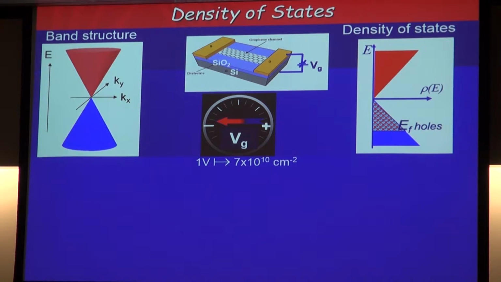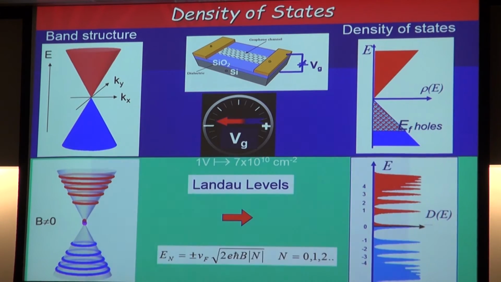And it's actually quite cheap. For this geometry here, every volt of gate voltage buys you about 7 times 10 to the 10th carriers per centimeter squared. So it's very easy to change the Fermi energy. Can't do that with regular metals.